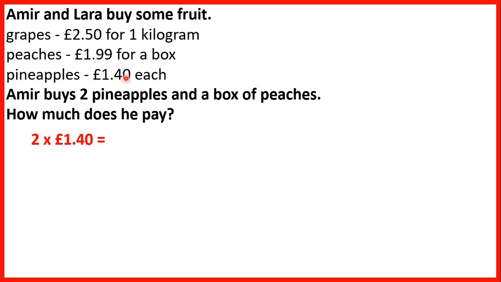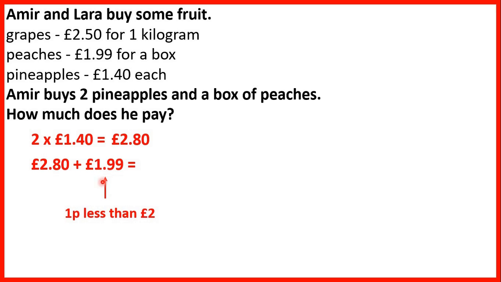Pineapples are £1.40 each, and 2 times £1.40 is £2.80. He also buys a box of peaches, and a box of peaches cost £1.99. So we need to work out £2.80, what he spent on pineapples, plus £1.99. When we're adding a value with 99 pence, what's easier is to use adjusting. So £1.99 is just 1p less than £2. So if we had £2.80 plus £2, that would be £4.80, and 1 pence less than that is £4.79.